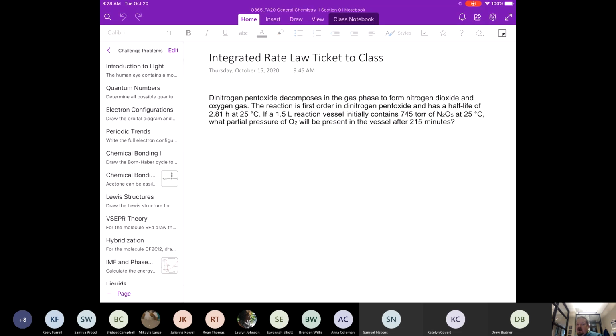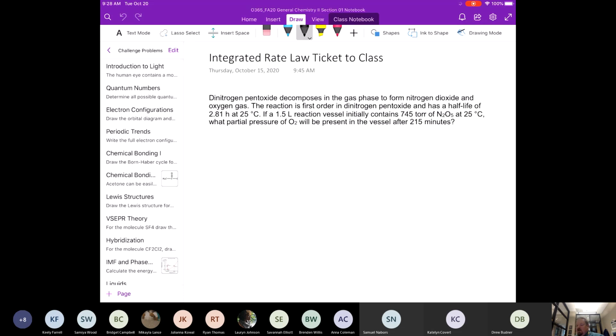nitrogen dioxide and oxygen gas. This reaction is first order with respect to dinitrogen pentoxide and has a half-life of 2.8 hours at 25 degrees Celsius. If we have a certain volume containing a pressure, what partial pressure will be present after 215 minutes? All right, so just because we can, let's write the balanced chemical equation, right?